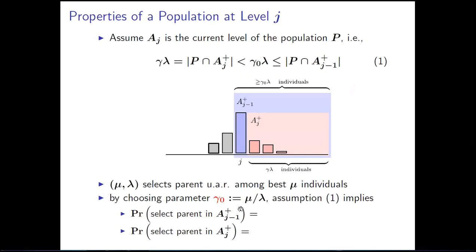So let's look now. What is the probability of selecting a parent at level J or higher? Since we're selecting uniformly at random within these individuals, it must be 1, because all individuals are at level J or better. And what is the probability of selecting something at level J plus 1 or higher? It is the proportion of the population which is at level J plus 1 or higher. We assume that we have gamma lambda individuals at level J plus 1 or higher, so the probability of sampling an individual in this portion of the search space is just gamma lambda over mu.